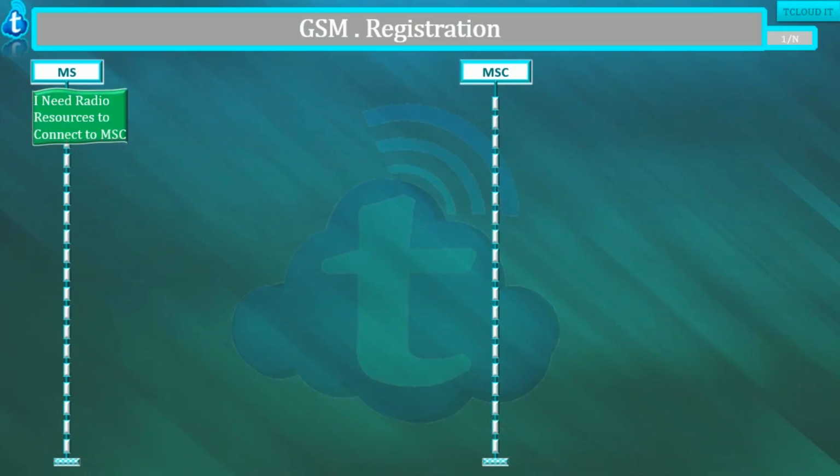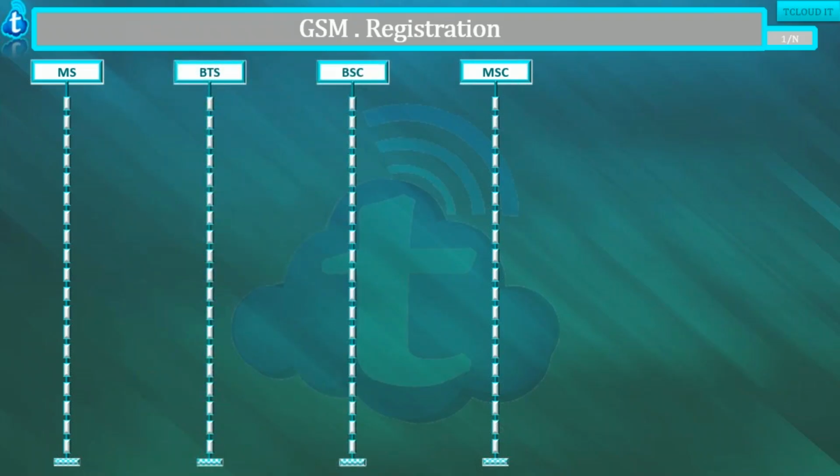What does your mobile do? It says, hey, I cannot reach the MSC right now because I don't have a wire with the MSC. So I need radio resources to be able to connect to this MSC. I need this radio connection. So I must first start talking to the radio components, the BTS and BSC. They can help me out to connect to my MSC, which is going to help me out with this registration.